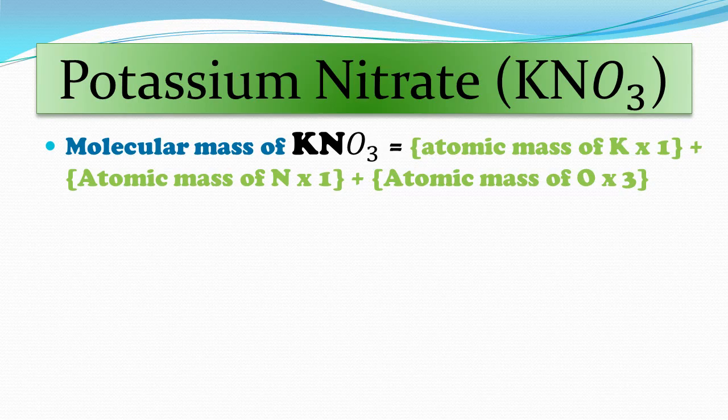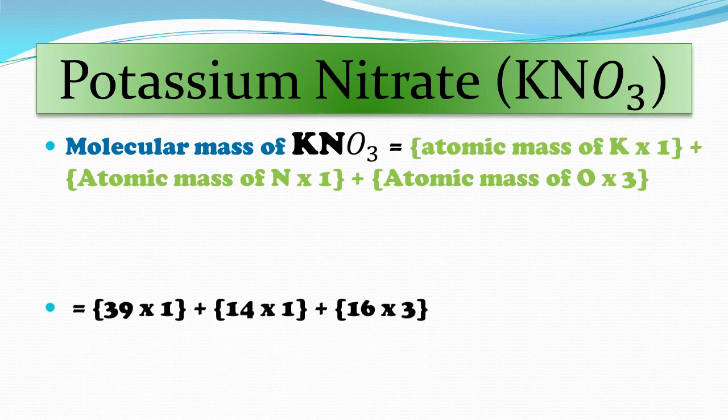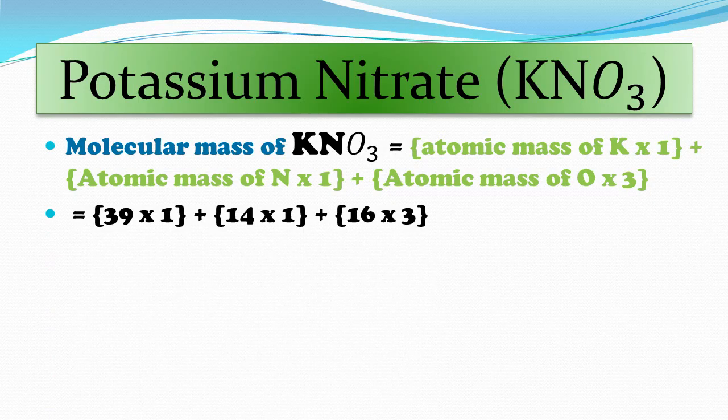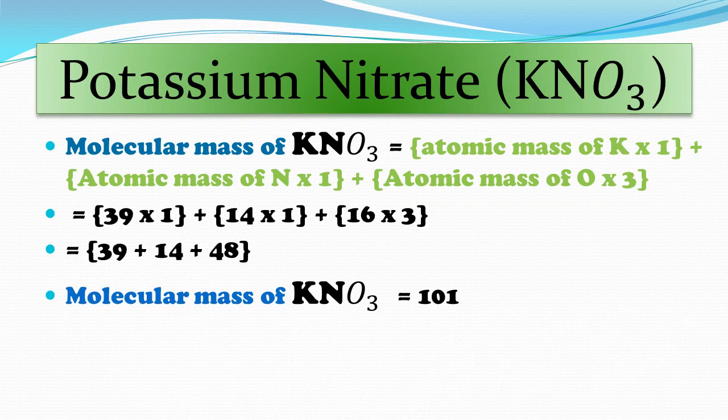That is, the atomic mass of potassium, K, multiplied by 1, because only one atom of potassium is there, plus the atomic mass of nitrogen into 1, only one atom of nitrogen, plus the atomic mass of oxygen multiplied by 3, because O3 means 3 atoms of oxygen are there. So the atomic mass of potassium is 39 multiplied by 1, nitrogen is 14 multiplied by 1, and oxygen is 16 multiplied by 3. After the multiplication we get 39 plus 14 plus 48, so the molecular mass of potassium nitrate, KNO3, is equal to 101.